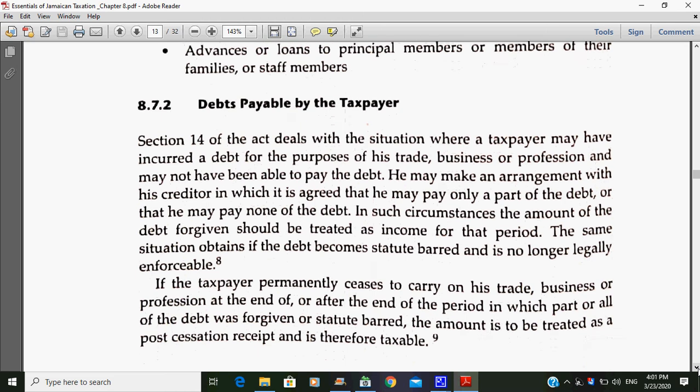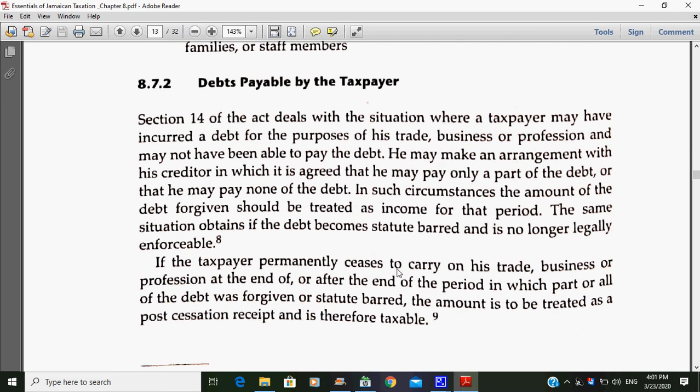If a taxpayer permanently ceases to carry on his trade, business, or profession at the end of or after the end of a period in which part or all of the debt was forgiven or statute barred, the amount is to be treated as a post-cessation receipt and is therefore taxable. Alright.